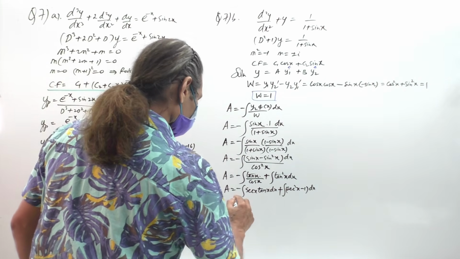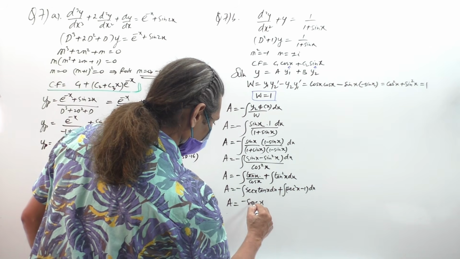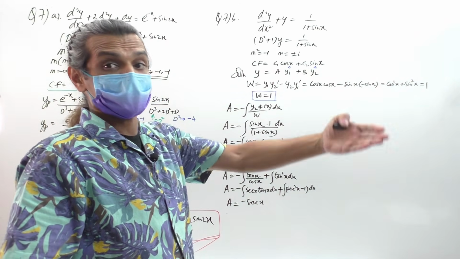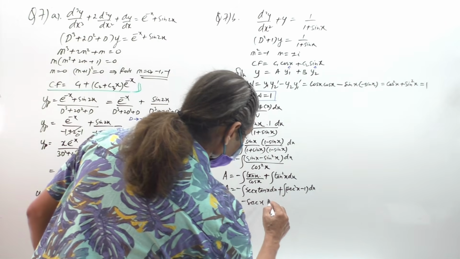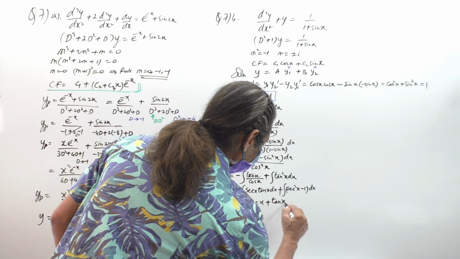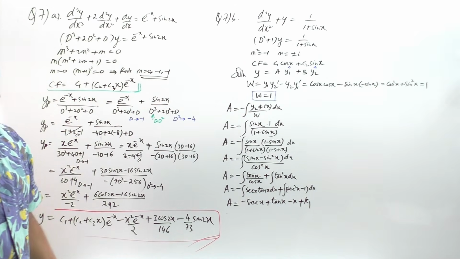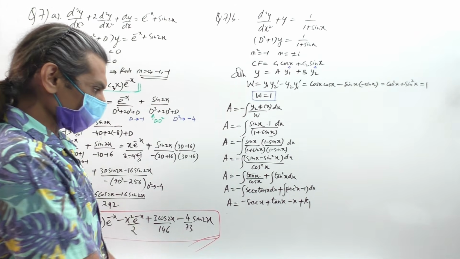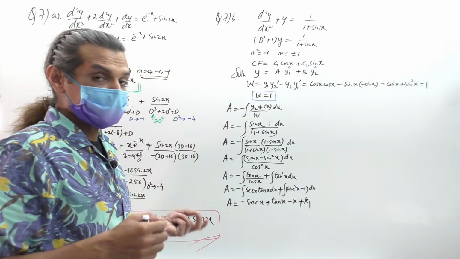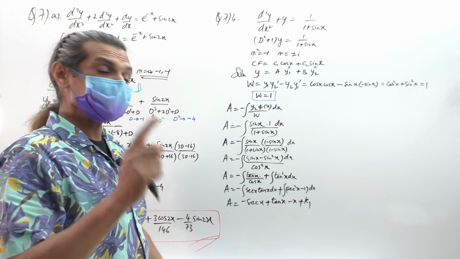So the integration for this will be A is equal to minus secant x, because differentiation of secant x is secant x tan x, so integration of secant x tan x is secant x, plus integration of secant square x, which is tan x, minus x, plus a constant of integration, say k1. Because the derivative of tan x is secant square, so integration of secant square is tan, and integration of 1 is x always.